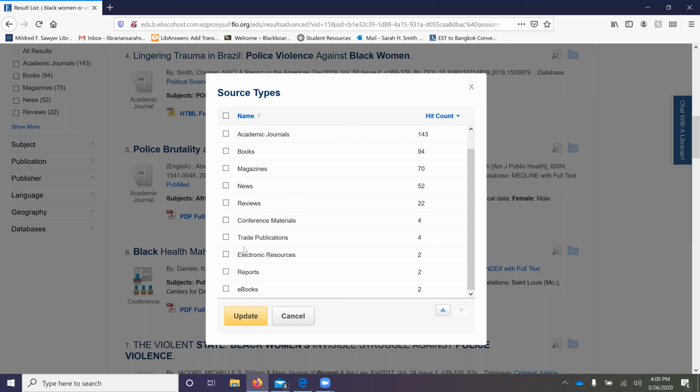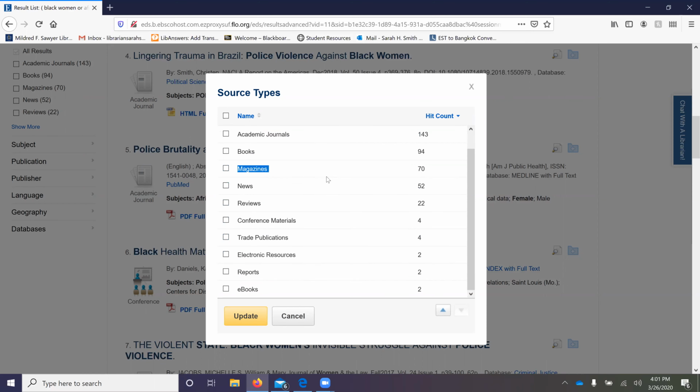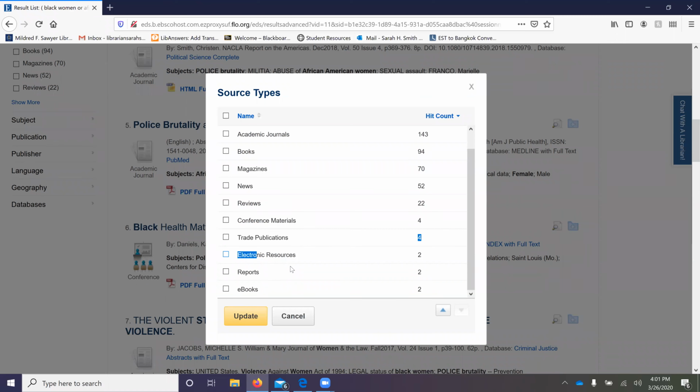There's trade publications. They're generally considered, when it comes to reliability, in between academic journals, which are considered like the gold standard of information, and magazines, which are considered less reliable. So trade publications would be in between those. And there'll also be ebooks and reports. Cancel.